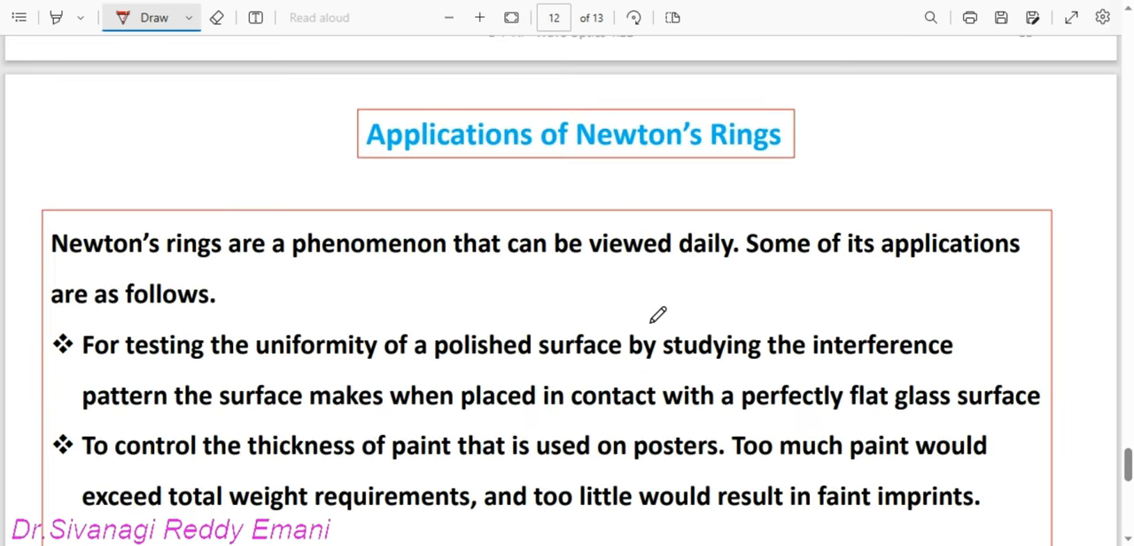When it comes to the applications, Newton's rings are a phenomenon that can be viewed in many places. Some of its applications are as follows. For testing the uniformity of optical surfaces by studying the interference pattern. So surface flatness we can analyze, and how its uniformity we can analyze. Then controlling the thickness of paint that is used on posters. And apart from this, we can calculate the radius of curvature of a plano-convex lens, and we can calculate the wavelength of different sources. Thank you.